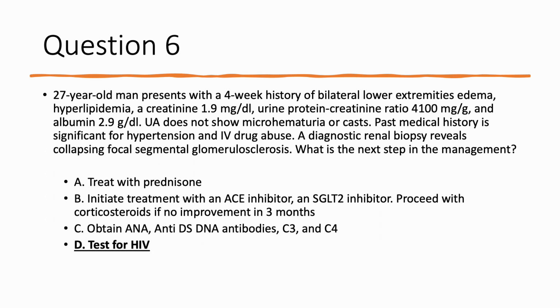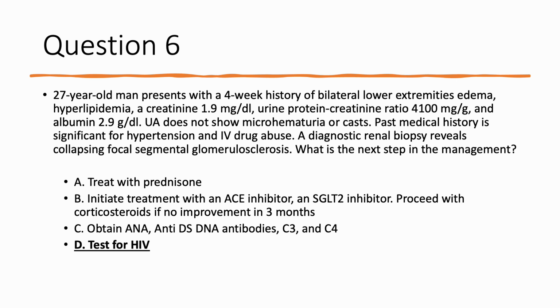Now, moreover, collapsing focal segmental glomerulosclerosis is characteristic of HIV nephropathy. So treatment with prednisone is not really helpful. You have to test for HIV and treat the HIV, and that will help the renal function. Now, treatment with an ACE or an SGLT2 does not really solve the problem. Probably it is pretty good, but still you have to treat the HIV.